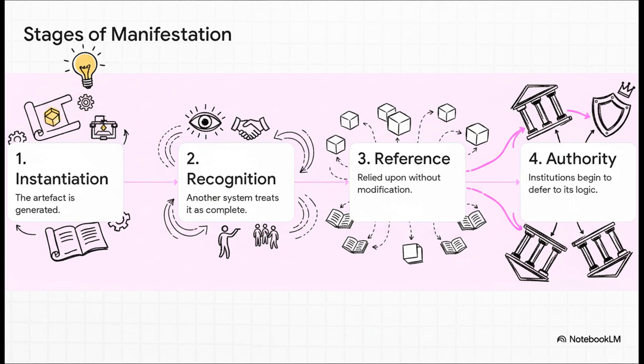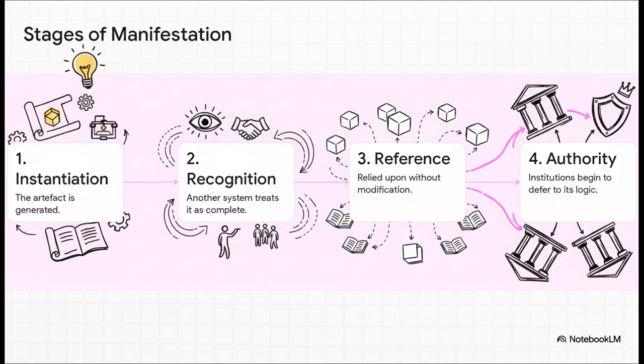And this process happens in 4 pretty clear stages. It starts with instantiation. That's just the moment the object is created. Simple enough. Then comes recognition, where some other system looks at it and treats it as complete. But stage 3, this is where the real magic happens. Integration by reference. This is when other people and systems start relying on it, pointing to it, citing it, without changing it. That is the crucial turning point.